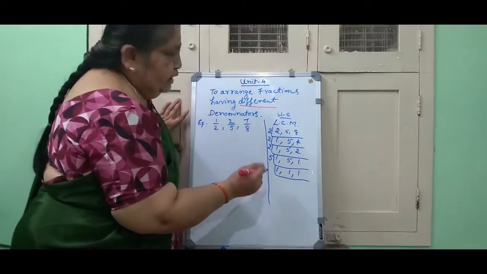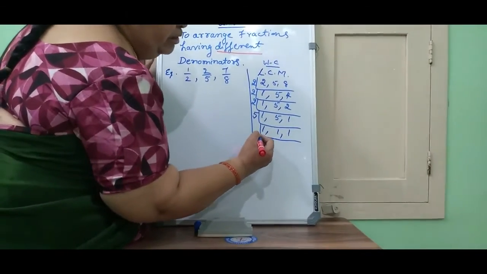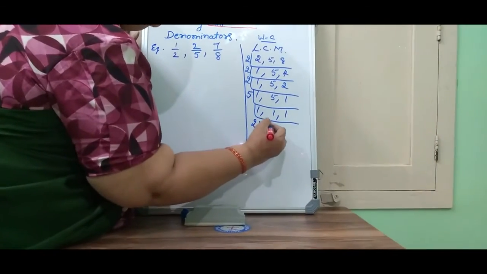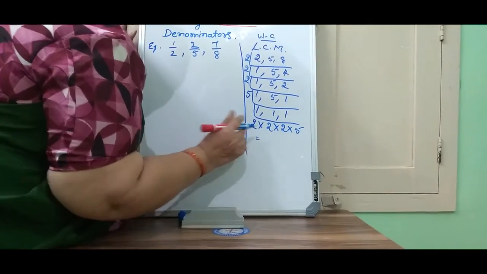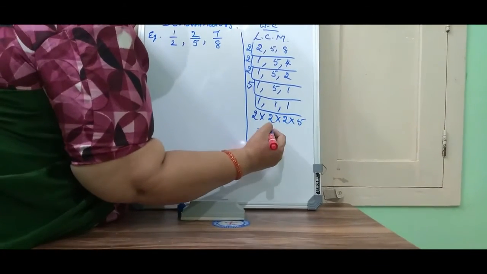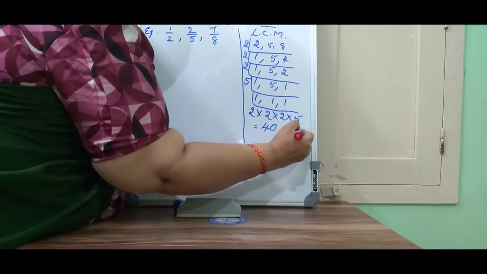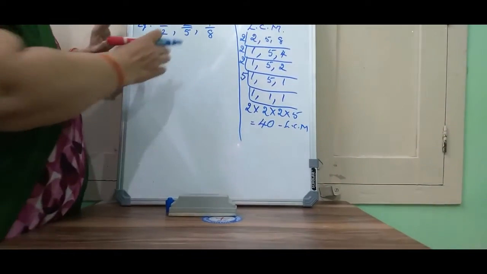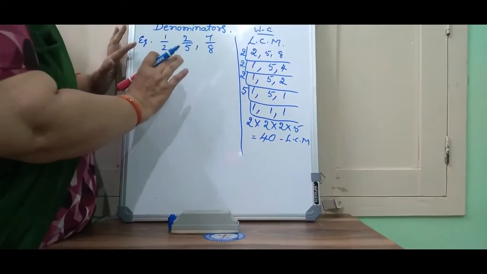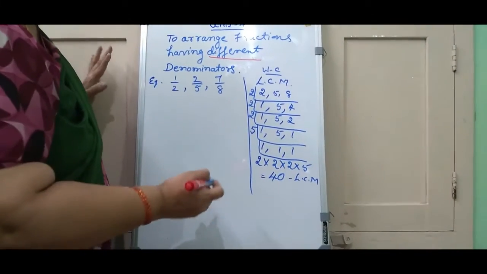So we are finding the LCM here and I have written the prime factors here. I can write it as 2 into 2 into 2 into 5. 2 twos are 4, 4 twos are 8, 8 fives are 40. See, this 40 is the LCM, least common multiple. So this is the first step we are doing here, finding the LCM for the denominators.